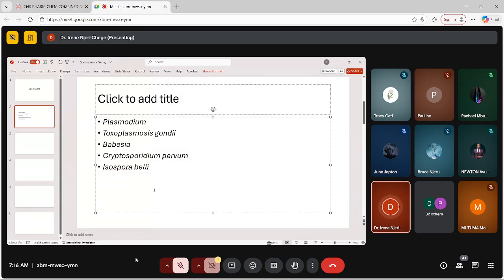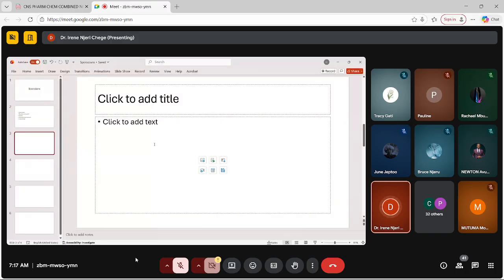The class is actually called Apicomplexa, but they are sporozoans. The amoeba had the false legs, the amoebic shapes. The flagellates had the flagella. The sporozoans have a stage where they have spores. Let me mention one or two things about the minor ones.